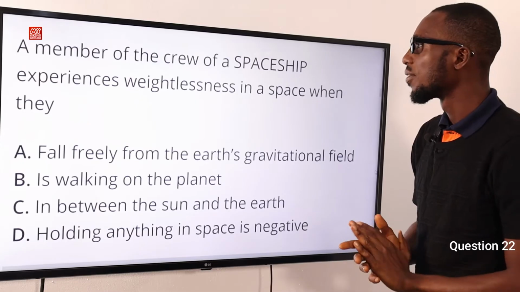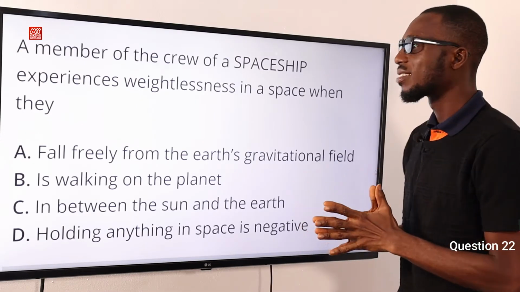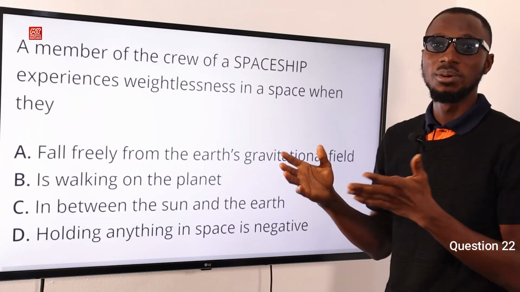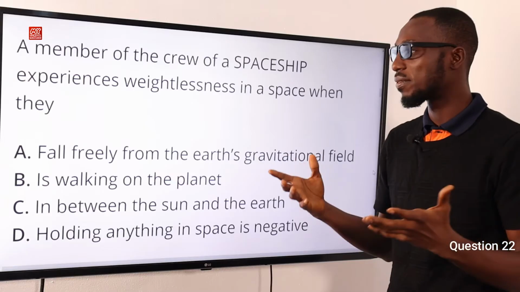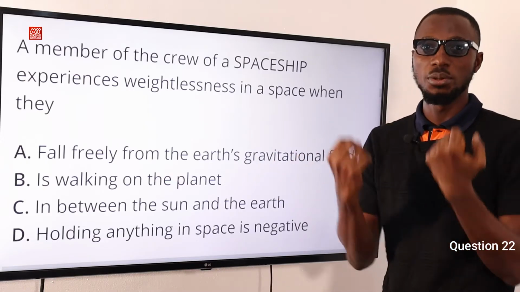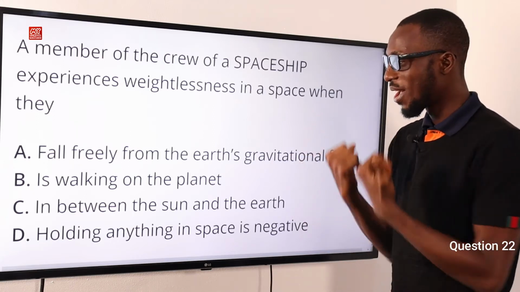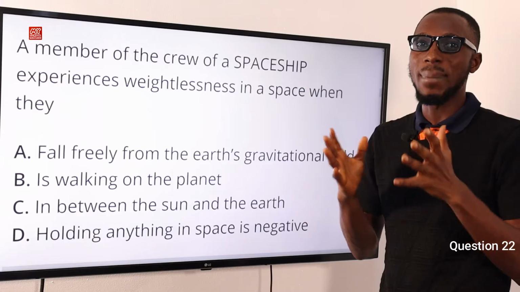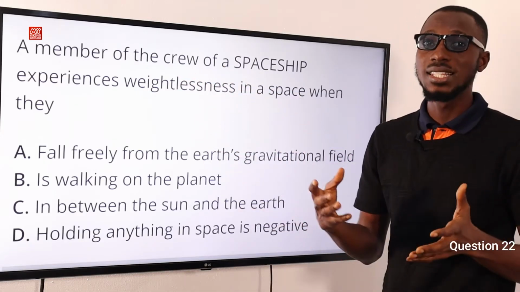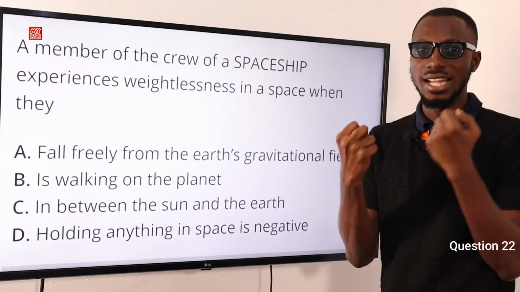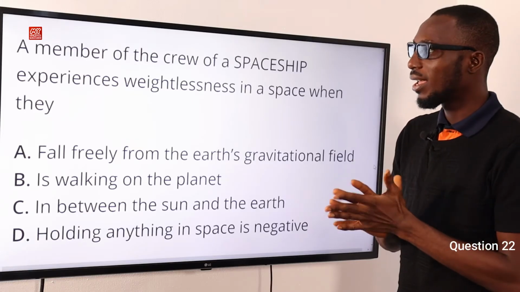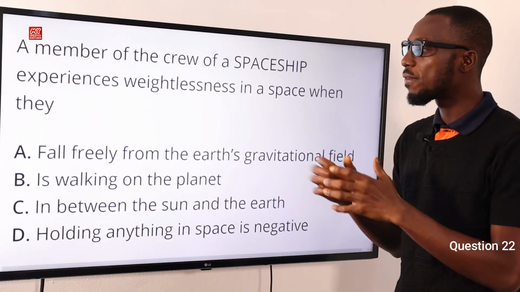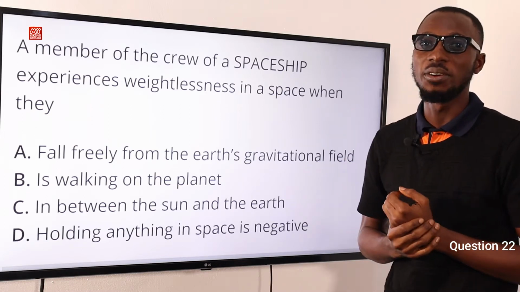22. A member of the crew of a spaceship experiences weightlessness in space when they do what? Okay, this is when they fall freely from the Earth's gravitational field. Right now there is no force opposing the force of gravity. While they are on Earth, the Earth's gravitational field is pulling everything towards itself. So now there is nothing pulling it towards itself, and the member feels weightlessness. However, this doesn't change the mass of the member's body, because mass is the quantity of matter that a body contains, while weight is that gravitational pull. So the correct answer here is option A: they fall freely from the Earth's gravitational field.